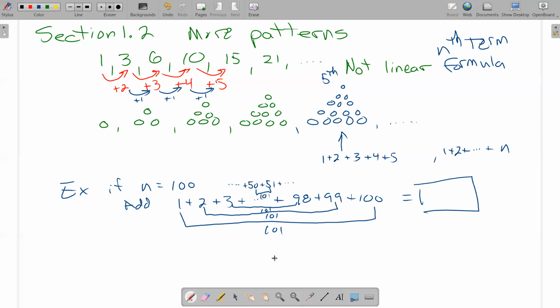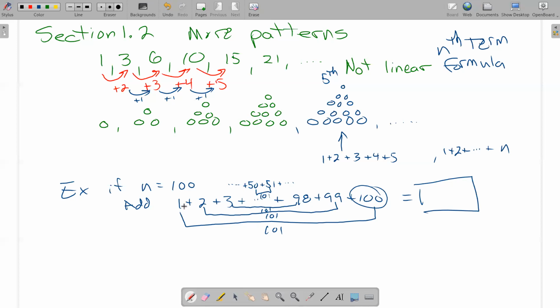So the question is, how many 101s were there in there? Well, because this was an even numbered list, there were exactly half as many 101s as numbers, the way I was pairing things up, because every number had a pair to deal with. Now, that's not always going to happen. If it's an odd numbered list, it's going to work differently.